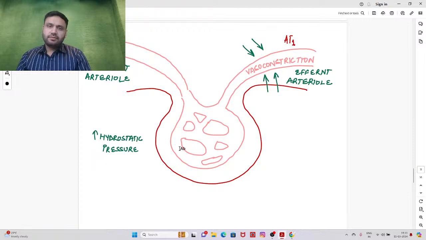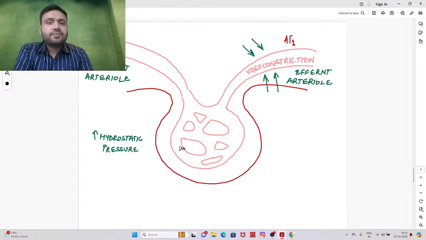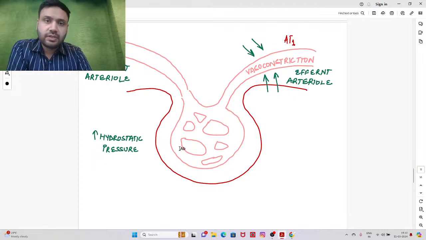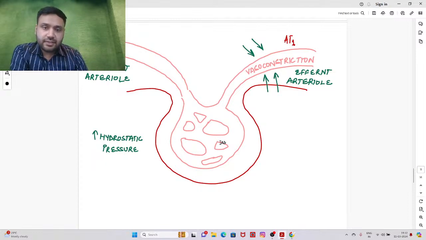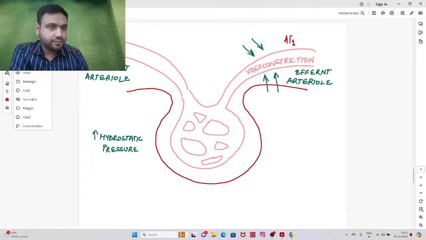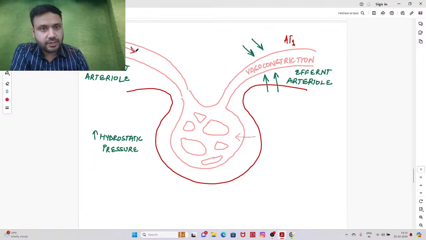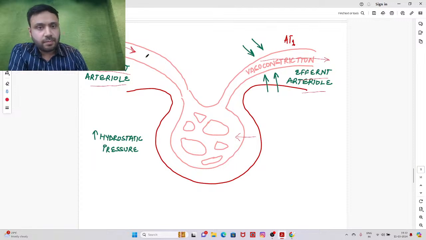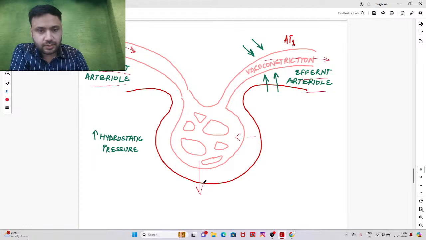It is important for us to review some effects of angiotensin 2 on the kidneys, especially the glomerulus, because there are certain side effects which are relevant to the kidneys. If this is the glomerulus, this is the Bowman's capsule, and these are the capillaries. The blood is coming from the afferent arteriole and going out from the efferent arteriole. Filtration occurs across these capillary membranes, and this leads to the formation of urine.